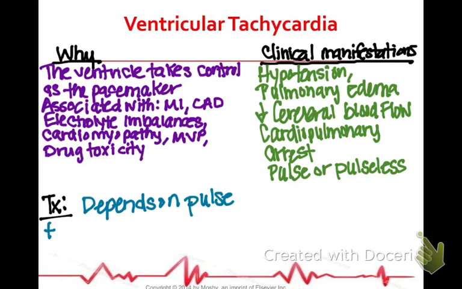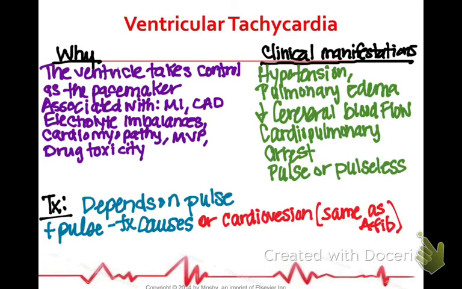Treatment depends on the pulse. If you have a pulse, you treat the causes. If it's electrolyte imbalance, replace the electrolytes. Drug toxicity, correct the drug toxicity. And sometimes they'll even cardiovert if they have a pulse. Same as AFib, so you can go back to your AFib. You see, the sync button is on.